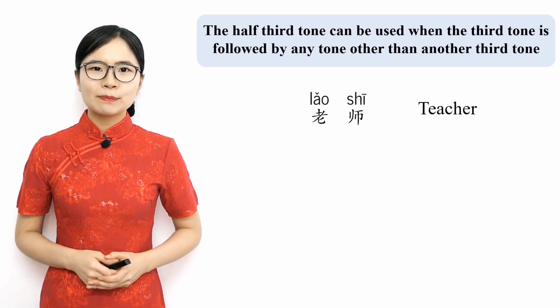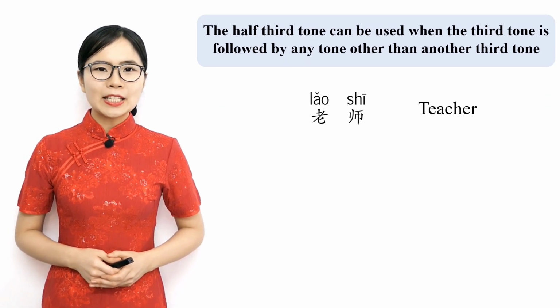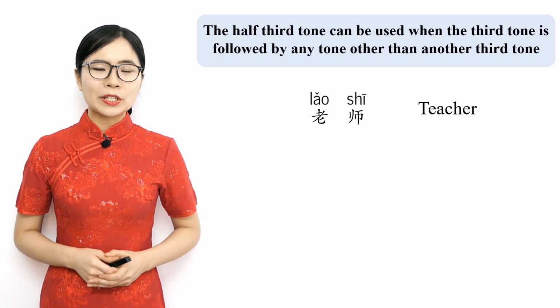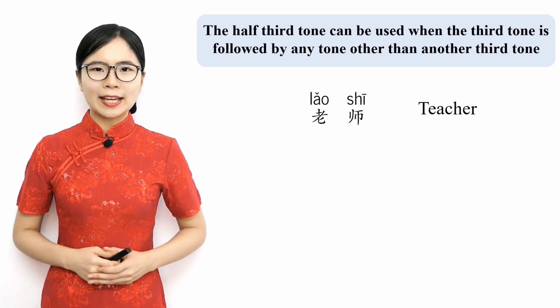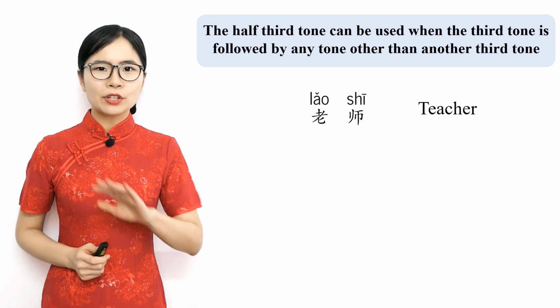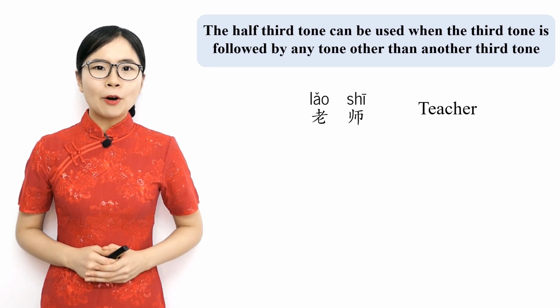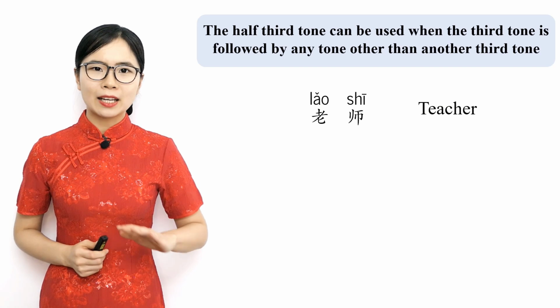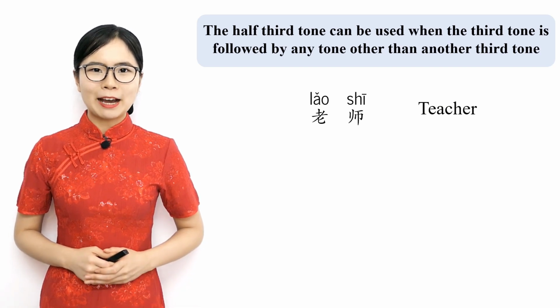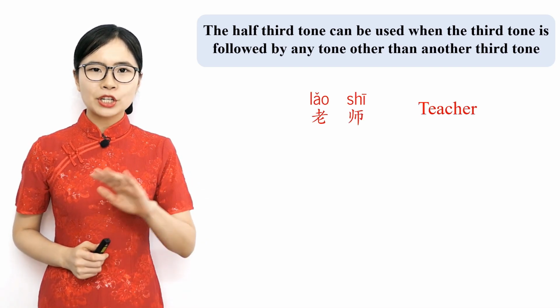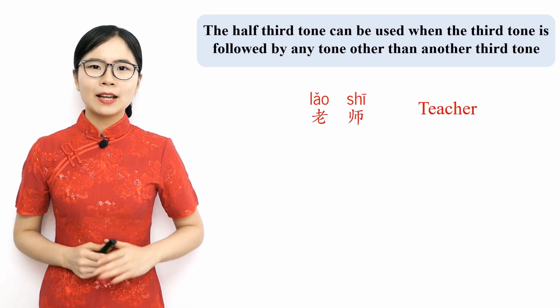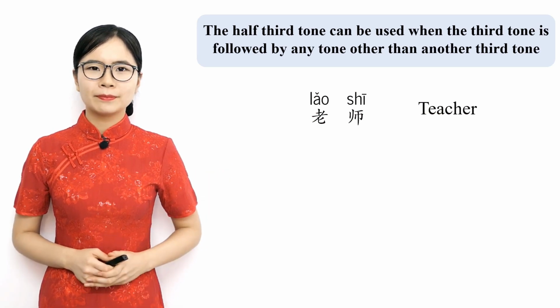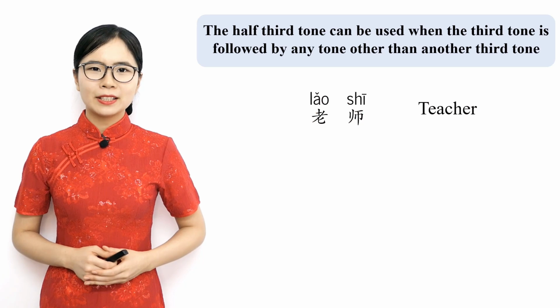老师 means teacher. Instead of saying 老 with the full third tone, you can use the half third tone. 老师. Notice how I'm just saying the downward first half of the third tone when saying 老. Please repeat after me. 老师, 老师, 老师, teacher.